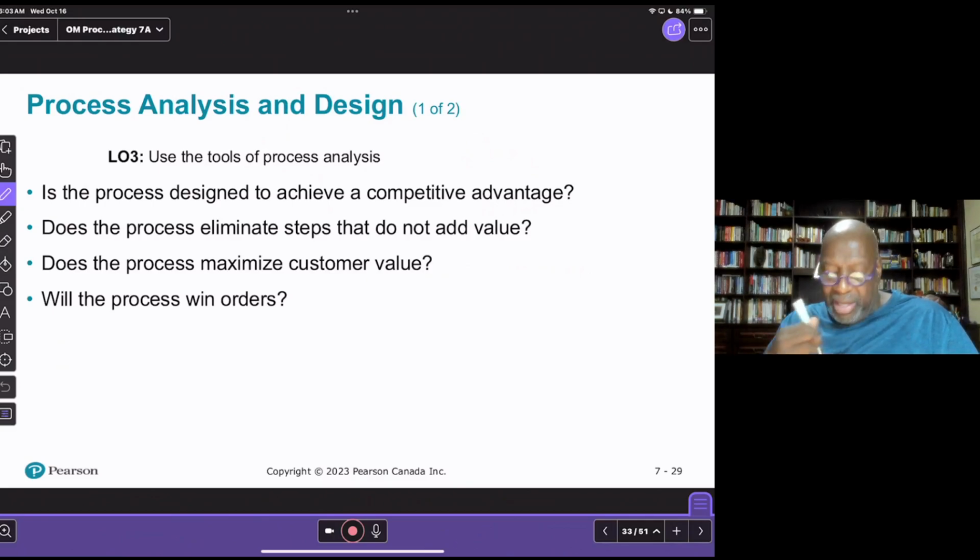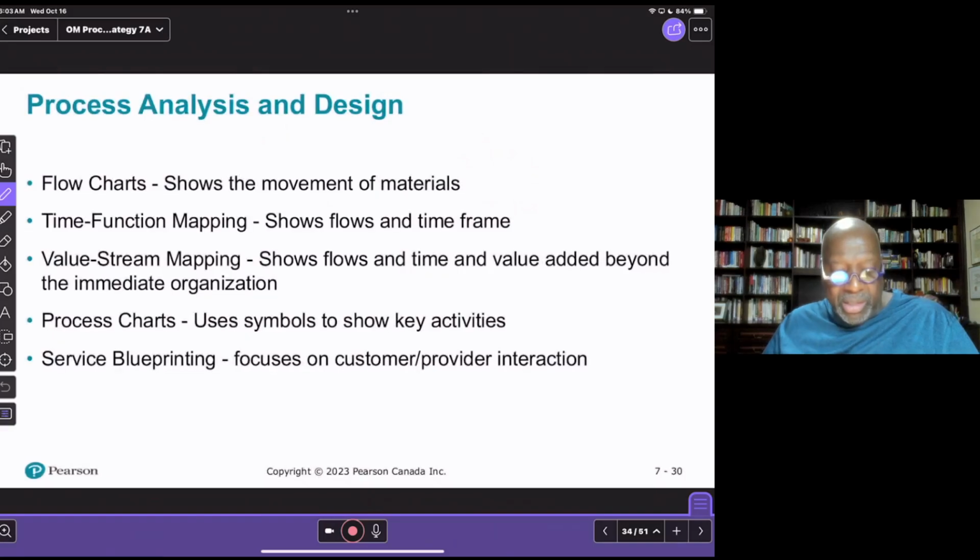Process analysis and design. Essentially, we're talking about whether or not the process is designed to deliver what you want. So does it eliminate steps that do not add value? Does the process maximize your customer value? Will the process win you orders? And when we talk about winning orders, we mean winning business. So these are some questions that you'd ask yourself. You then do what we call process analysis to focus on trying to improve that particular process.